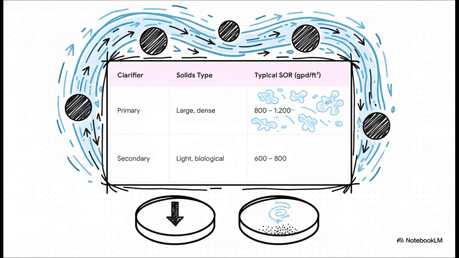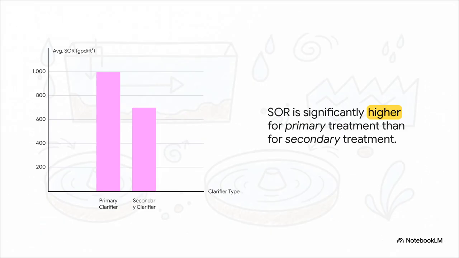And this table shows you exactly how we adjust that speed limit to deal with these different particles. For the heavy pebbles in a primary clarifier, we can let the water flow much faster, between 800 and 1,200 gallons per day per square foot. But for those light, fluffy snowflakes in a secondary clarifier, we have to slow the water way, way down to give them a chance to settle. And you can really see the difference here on the chart. The average speed limit for those heavier primary solids is significantly higher than for the lighter secondary ones. It all comes back to giving those delicate snowflakes enough time to win their race against the current.